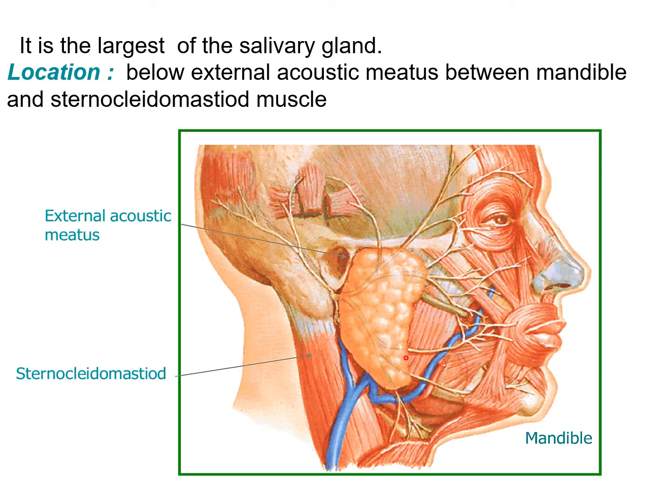The parotid gland is the largest salivary gland, weighing around 15 to 30 grams. It is located below the external acoustic meatus, between the mandible and the sternocleidomastoid muscle. So the parotid gland is shaped like an inverted pyramid. It has an upper surface that is also known as the base and an apex projecting downwards. It is sandwiched between the sternocleidomastoid posteriorly and the ramus of the mandible anteriorly.